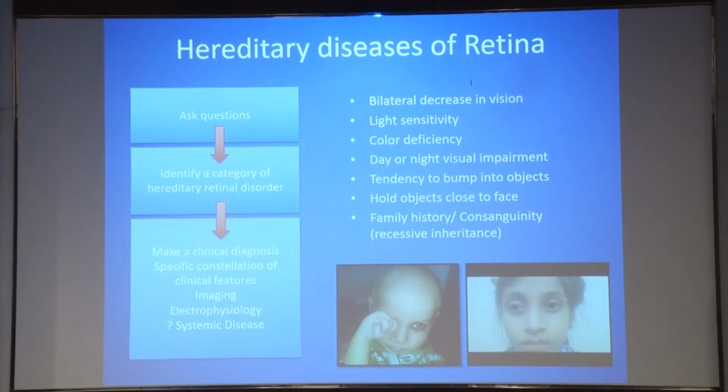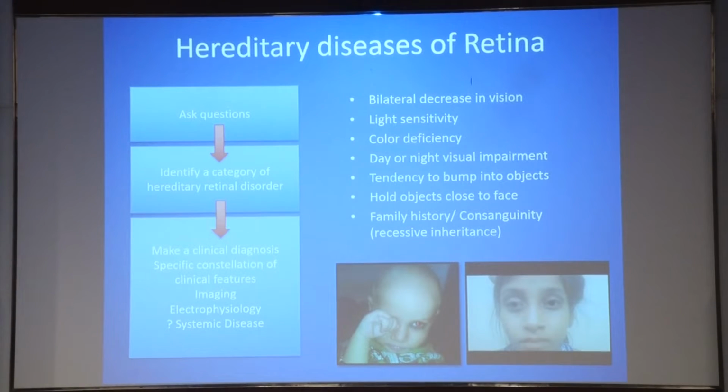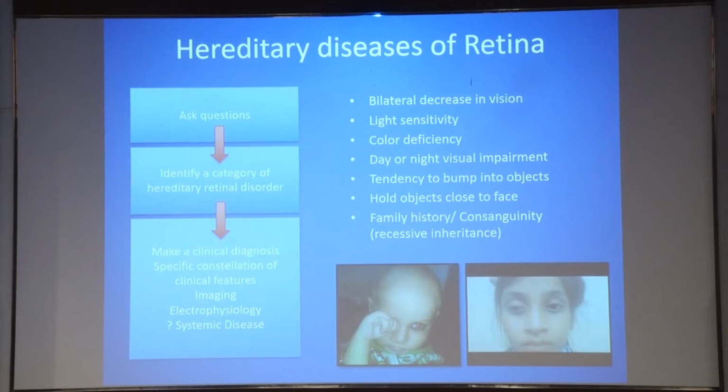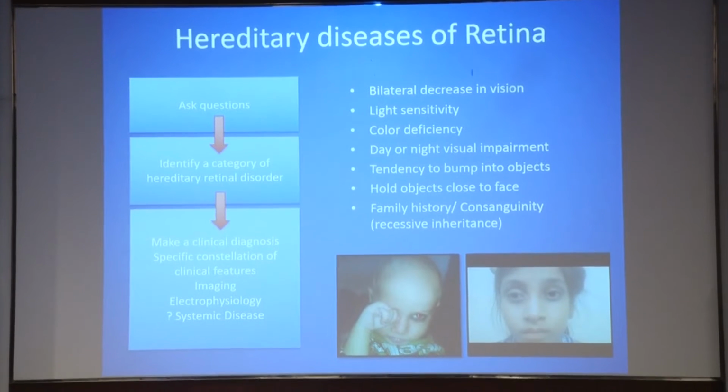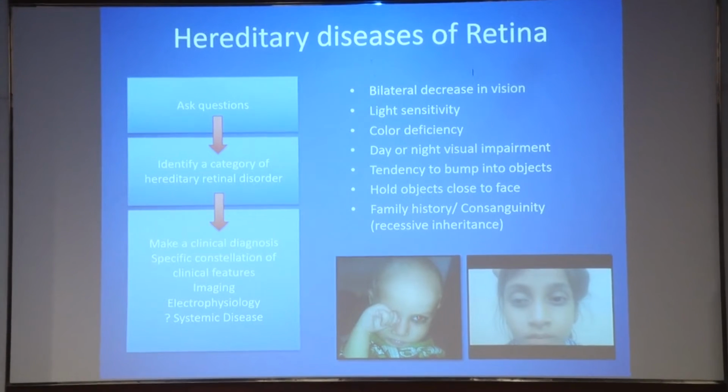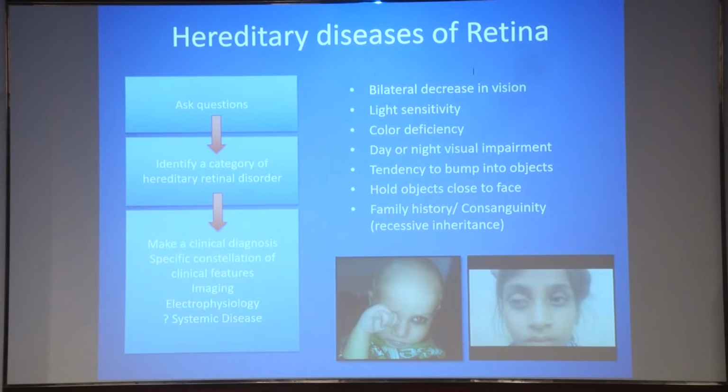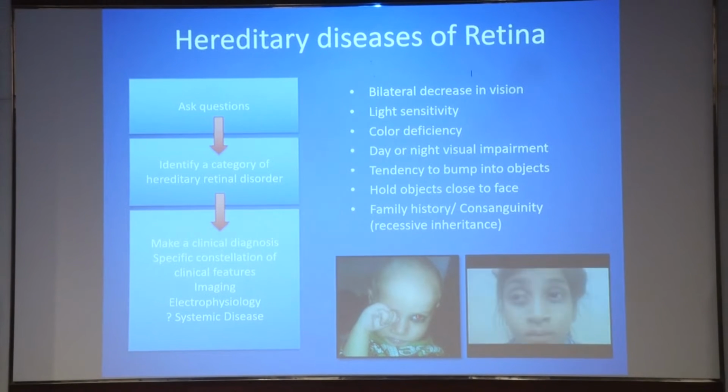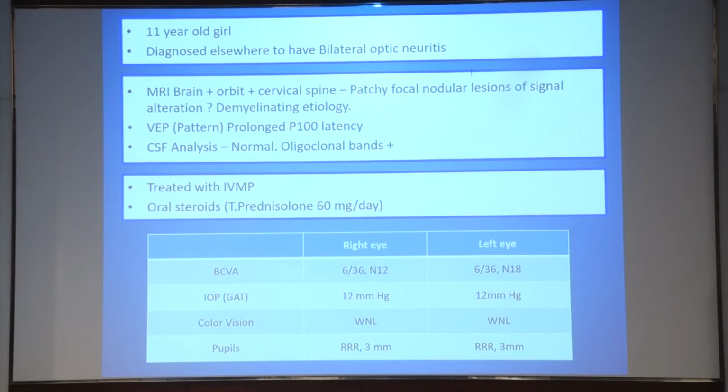So when talking about hereditary diseases of the retina, the best thing is to ask a lot of questions regarding the family history, the presentation, onset, whether the vision loss is progressing, whether it is worse during the day, whether it's worse during the night, and photophobia, like we see in this child who's hardly able to keep her eyes open even for the camera just to take the video. So severe photophobia is always a clue, and we can identify a category of the retinal disorder and then proceed from there.